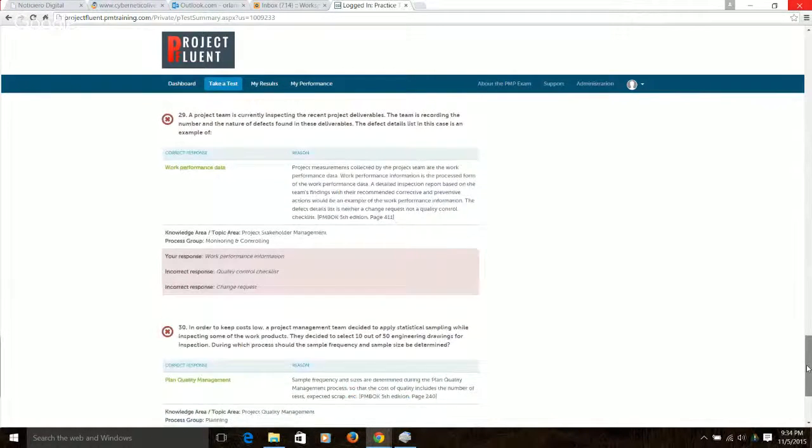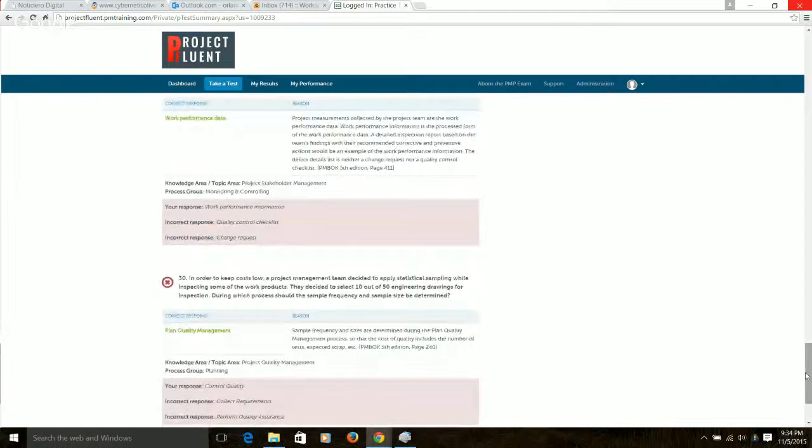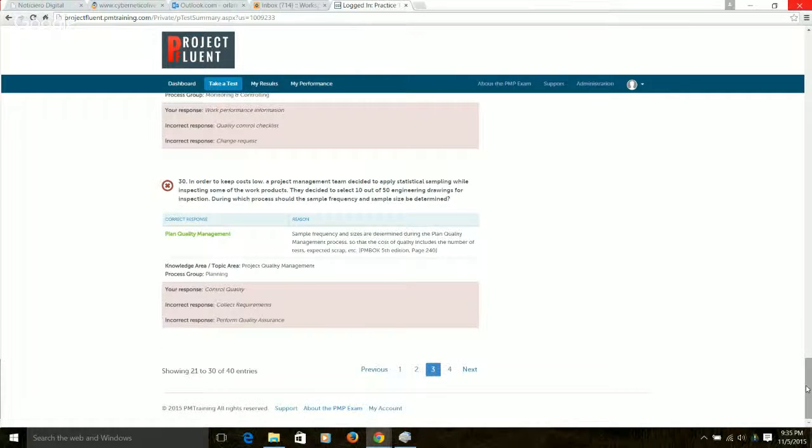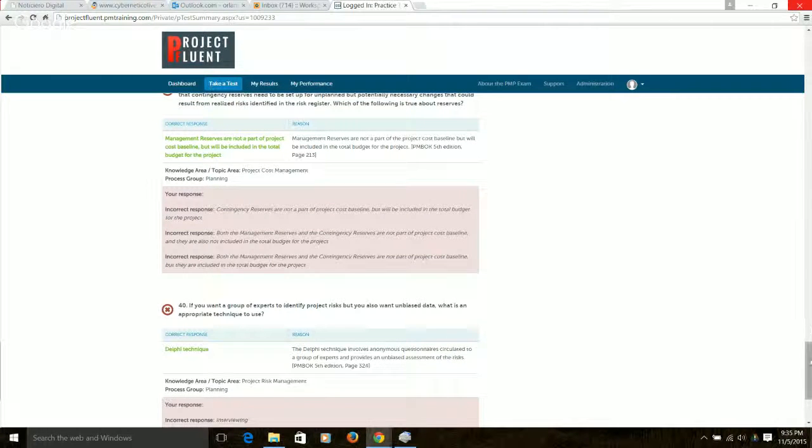Number 30: in order to keep costs low, a project management team decided to apply statistical sampling. During which process should the sample frequency and sample size be determined? It should be in plan quality management. Yes, you plan for your quality, so that makes perfect sense. And then let's go over this.